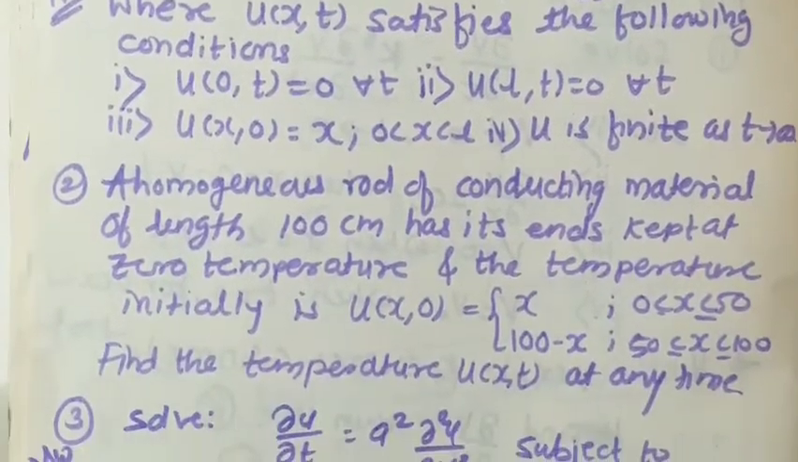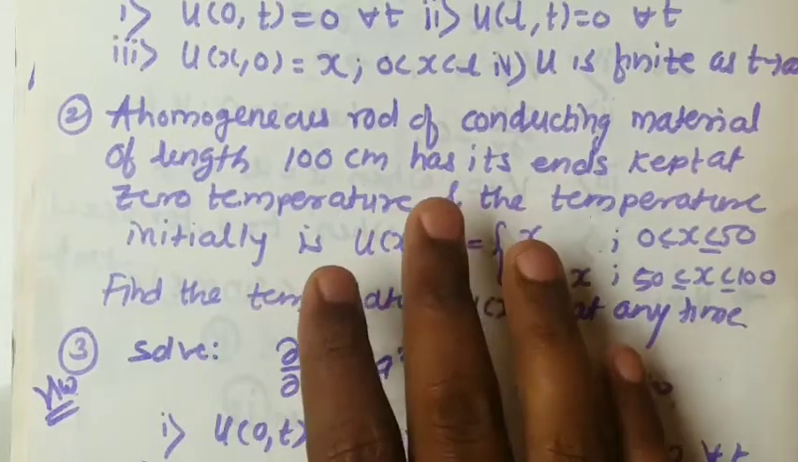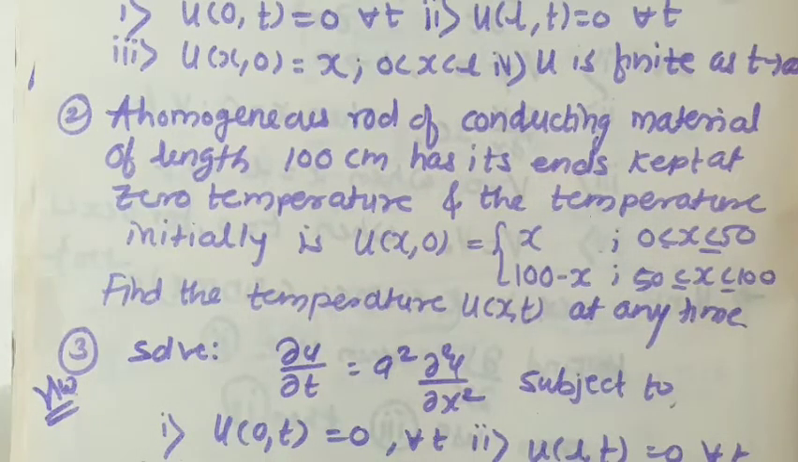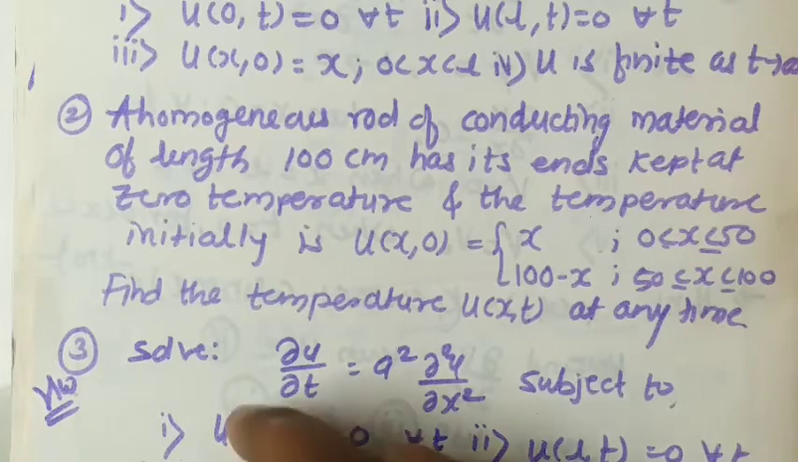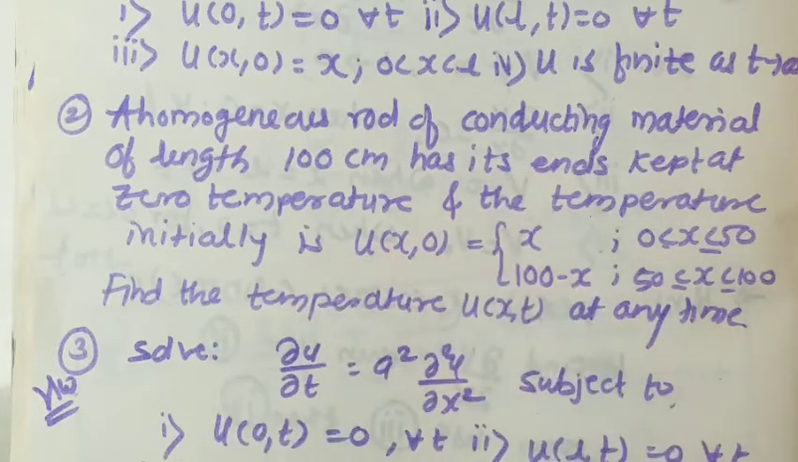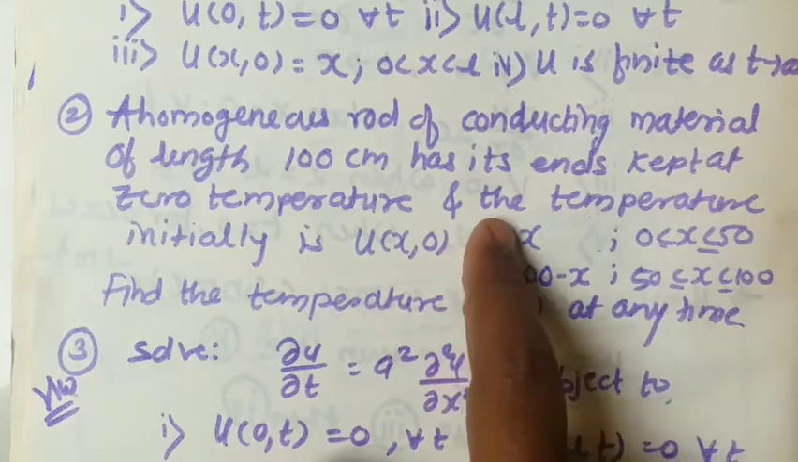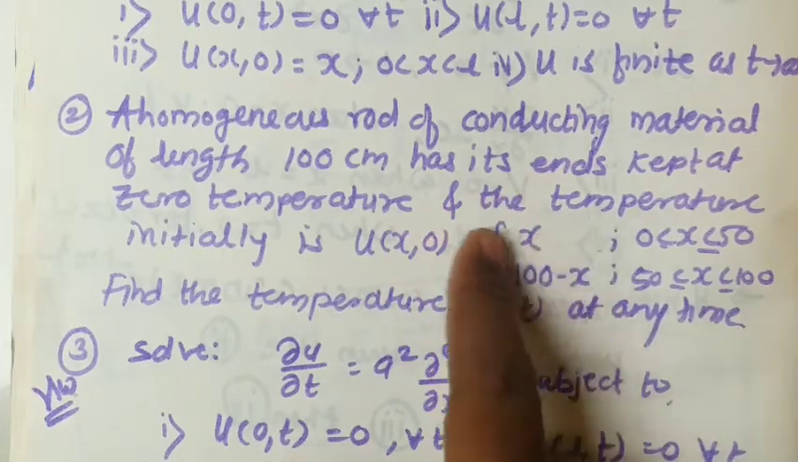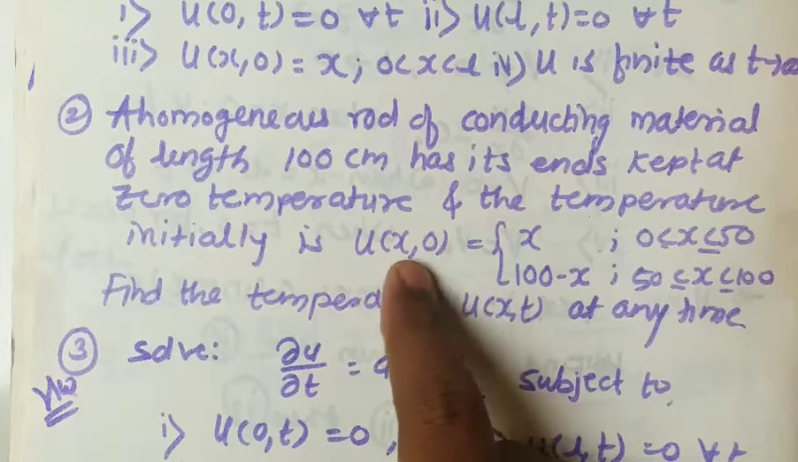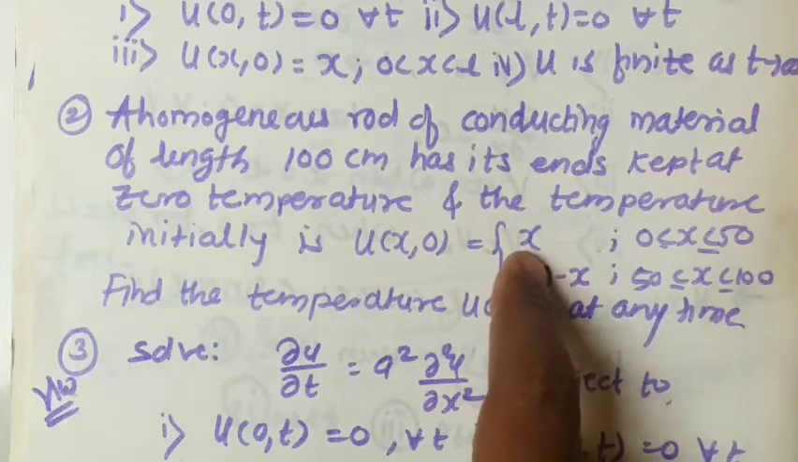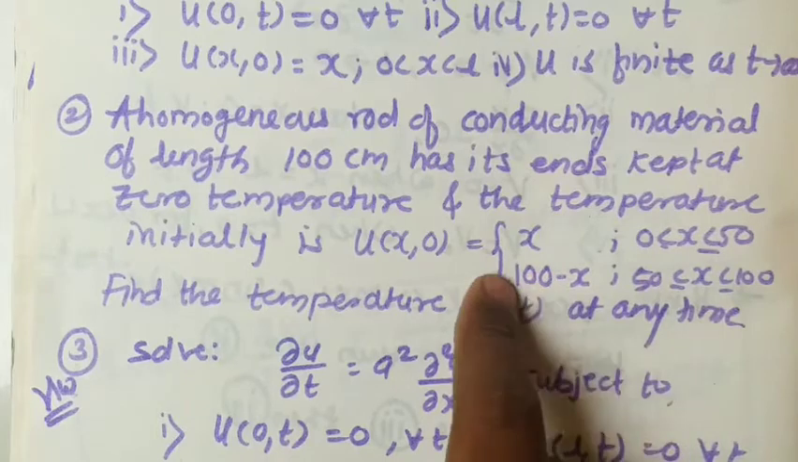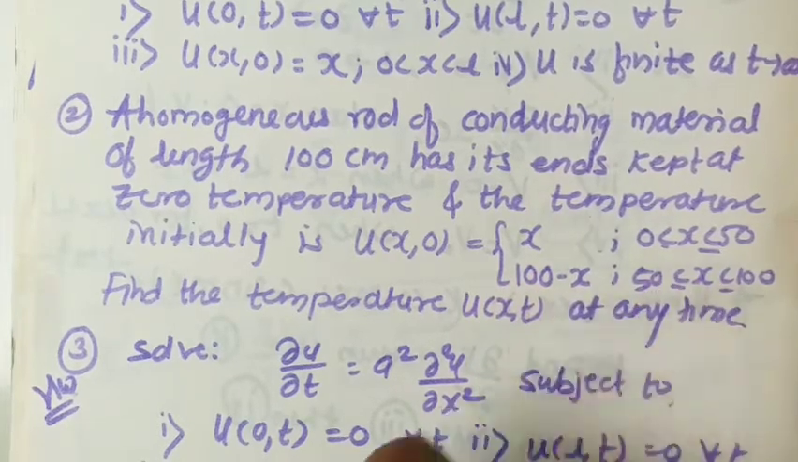In the next problem, a homogeneous rod of conducting material of length 100 centimeters, so L is given as 100, has its ends kept at 0 temperature. That is, at both points, x = 0 and x = 100, the temperature u is 0, so two boundary conditions come from this line. Initially, when t = 0, the initial temperature is a function of x, which is x when x is from 0 to 50, and 100 − x when x is from 50 to 100.